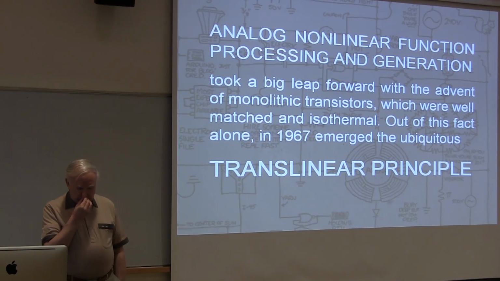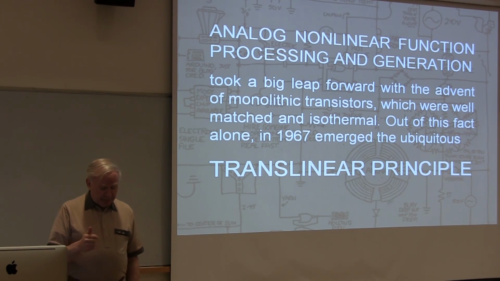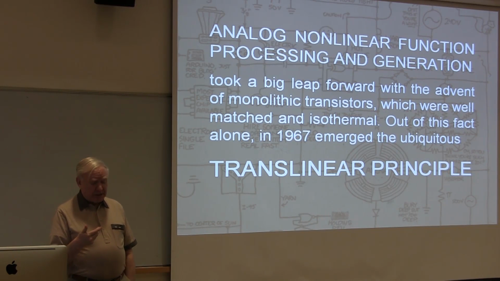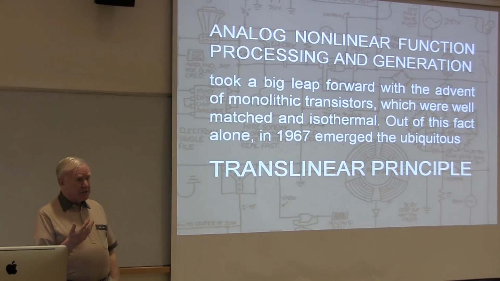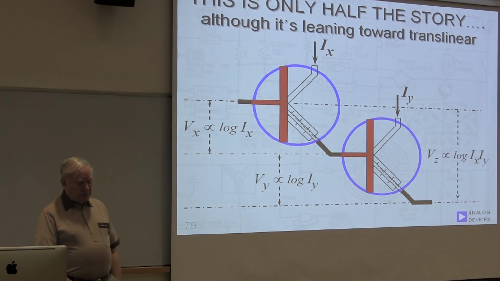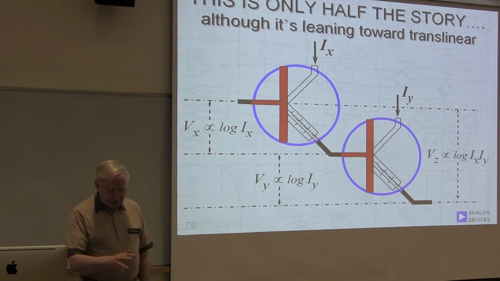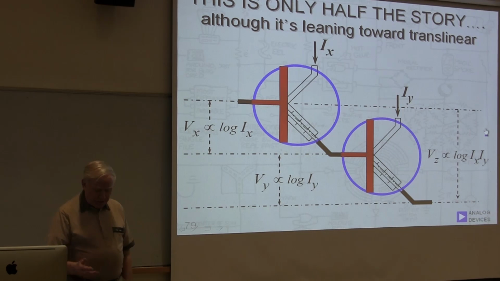I think the discovery of the translinear principle was kind of a breakthrough, because suddenly we could make these multipliers in monolithic technology with just a handful of transistors, and it really made a big, big difference. So here's our two transistors we had before, but it's really only half the story, because so far all we've got is the logarithm of the product, which really isn't what we want. We want the product itself.